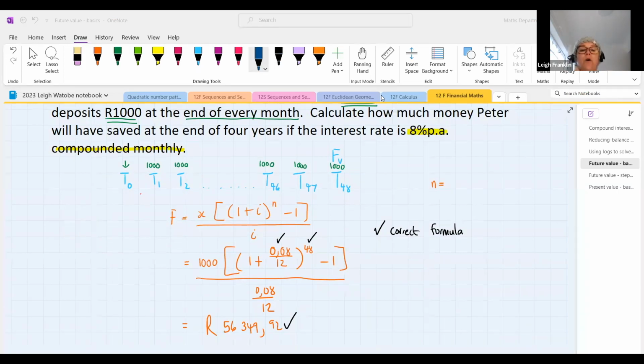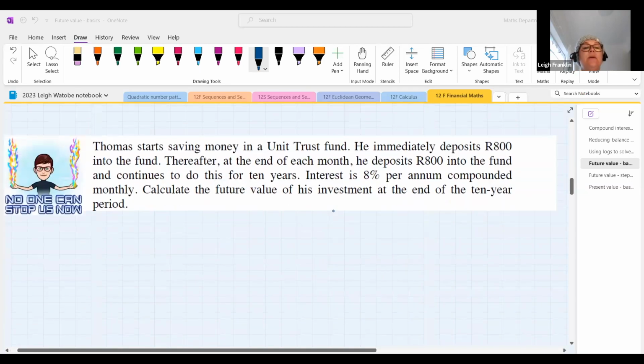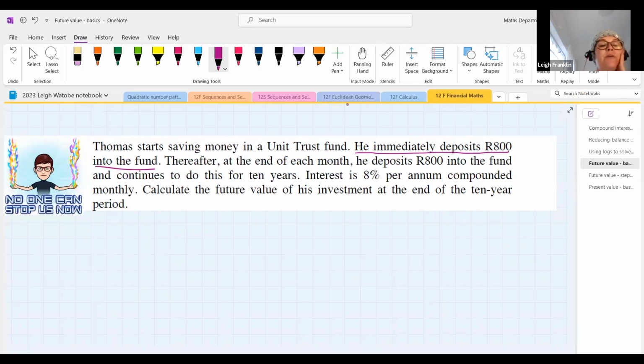Good stuff. Okay, so now let's look at something that is slightly different. So we have Thomas, and he starts saving money in a unit trust fund. He immediately deposits 800 Rand into the fund. So we've got to talk about what that means. There's an immediate deposit into the fund. Thereafter, at the end of each month, he deposits 800 Rand into the fund and continues to do this for 10 years.